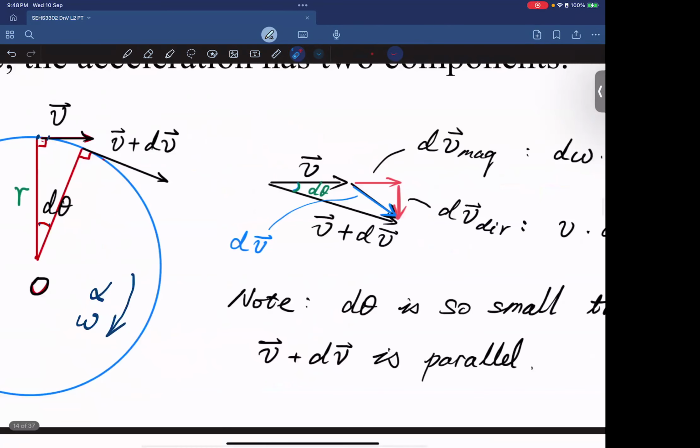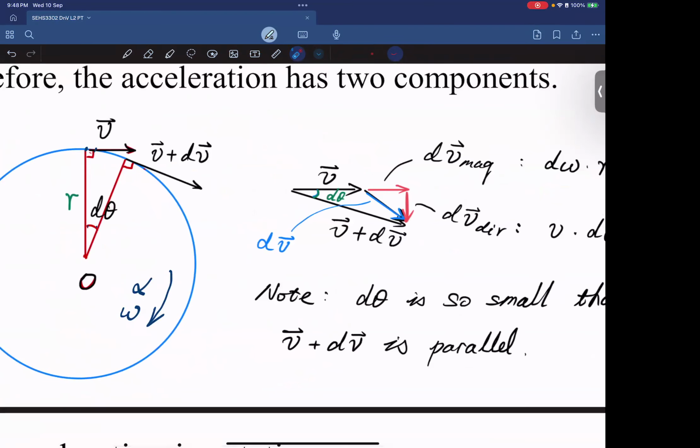Therefore, we got the change like this. So this is the initial V. This is the terminal V, right? What is the change? The change is the blue one. The blue one can be divided into two parts. So the first part is the magnitude change, right? Because at last the V becomes this long, at initially V this long, right? The difference is this one.